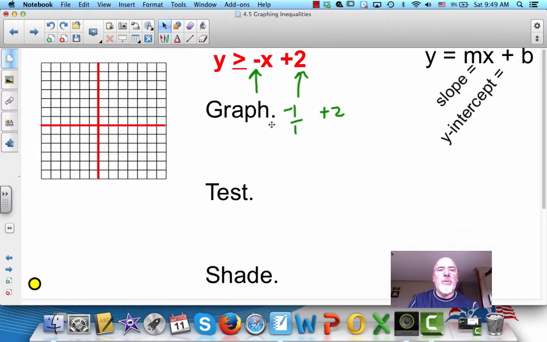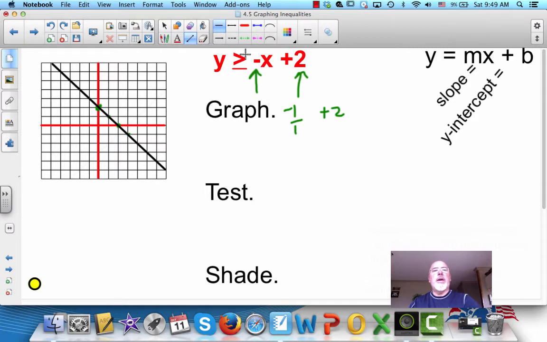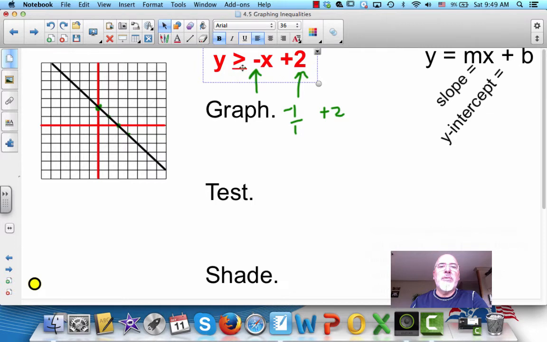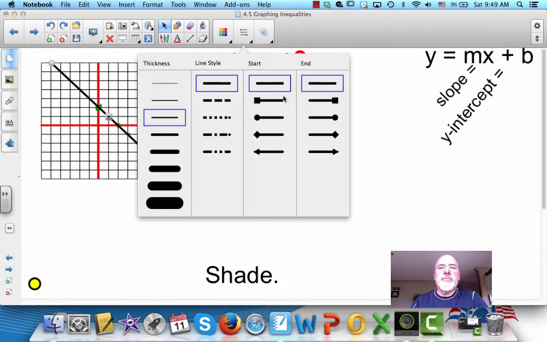I got negative 1 over 1 and positive 2. So we'll come over here and we'll go to positive 2 as our y-intercept. Then we'll go down 1 and right 1, down 1 and right 1, down 1 and right 1, and we'll be able to draw our line now. Okay, now is it going to include the line? Well, yes it is, because see, it says right here "or equal to." So that means the line will remain solid. And let's put our arrows on each side of the line.